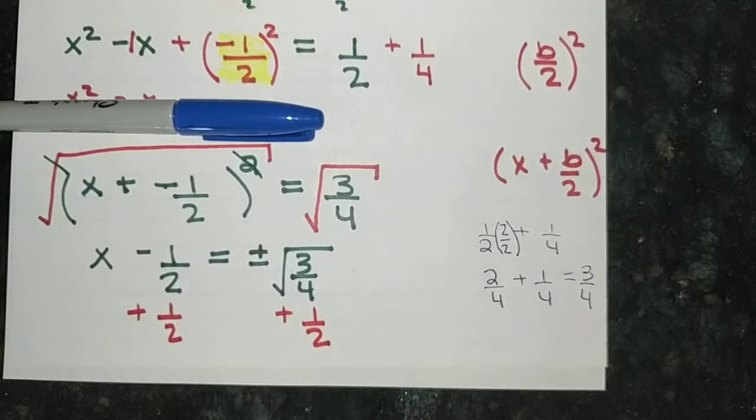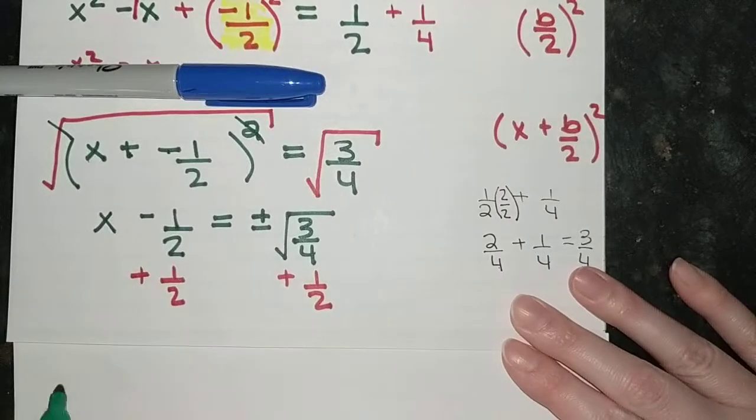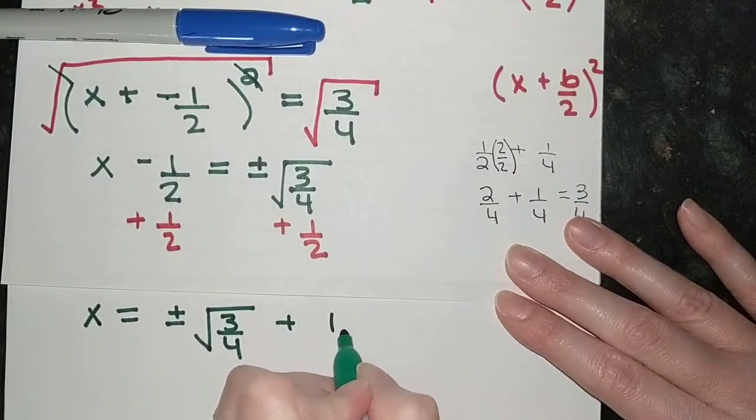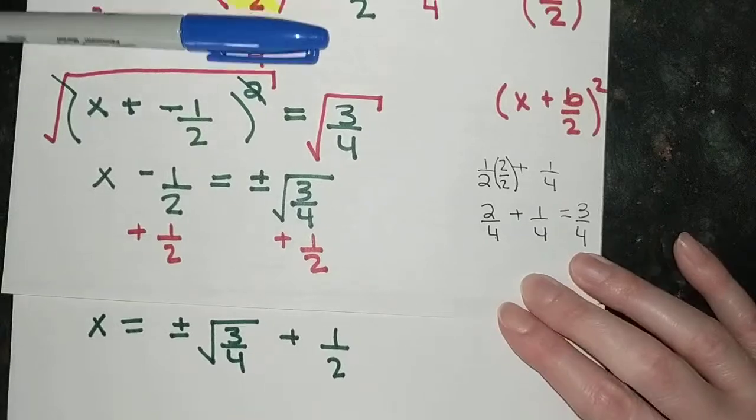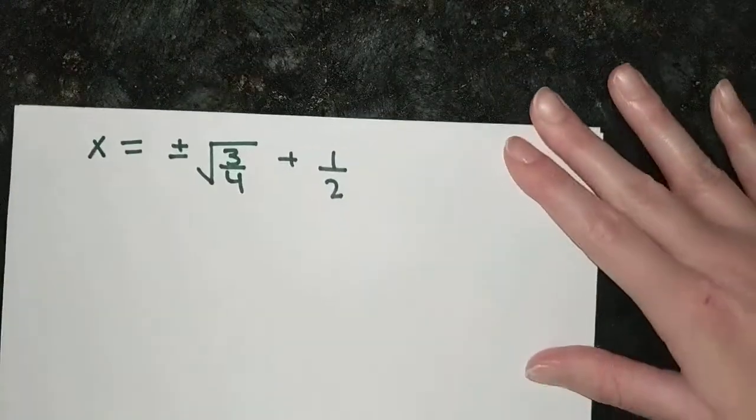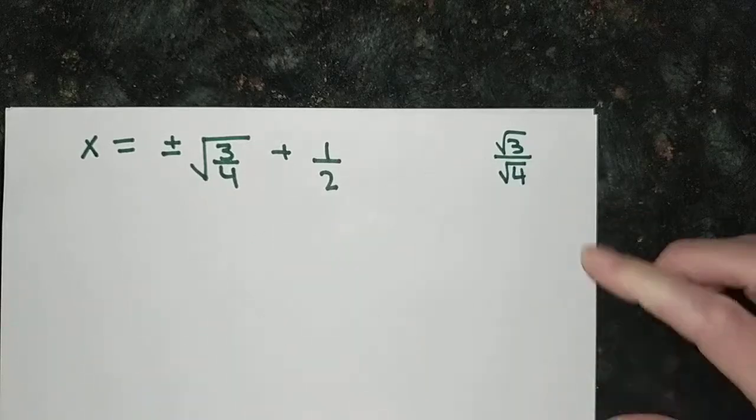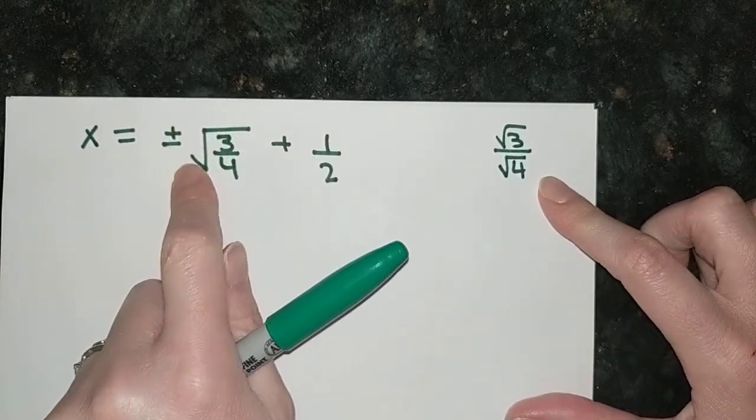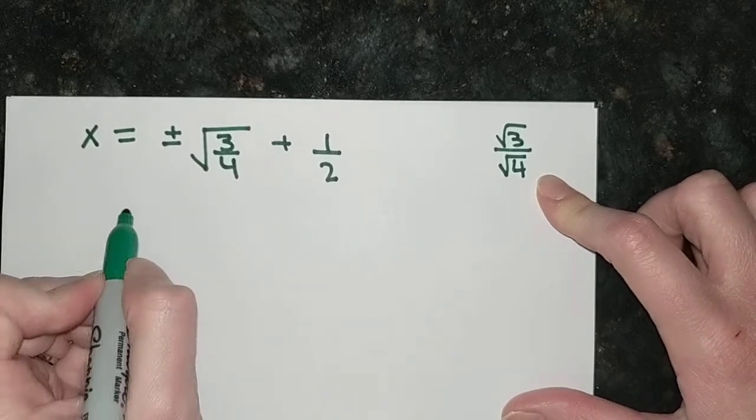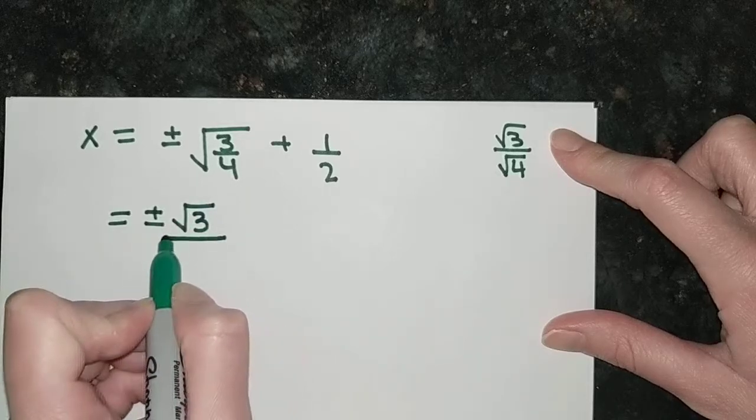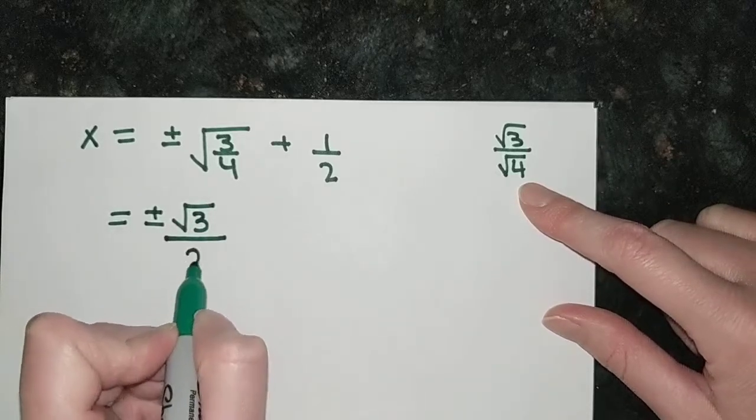All right, so at that point, the simplification then becomes a little bit more challenging than before, because what you're left with is this plus or minus the square root of 3/4 plus a half. And you can simplify that further. The way that you would simplify that further is the square root of 3 over the square root of 4 is the same as writing this as one big square root. And so you would plug in that this is plus or minus the square root of 3 over, and then the square root of 4 is just 2.